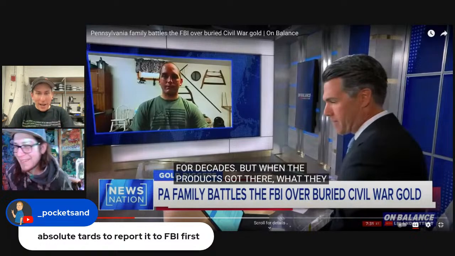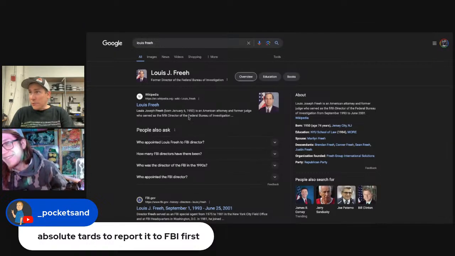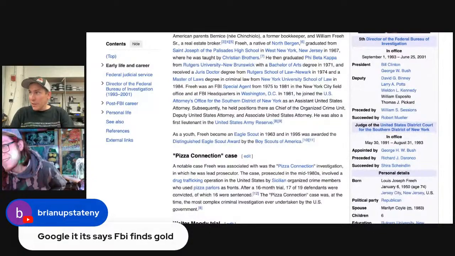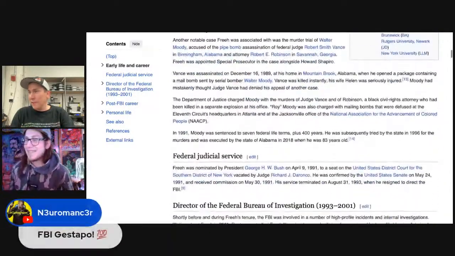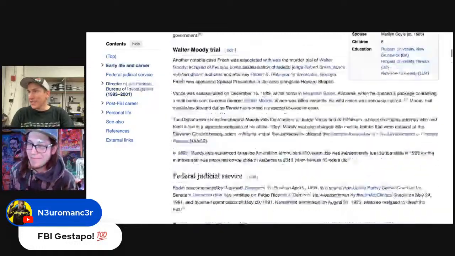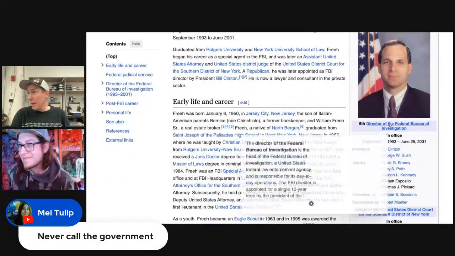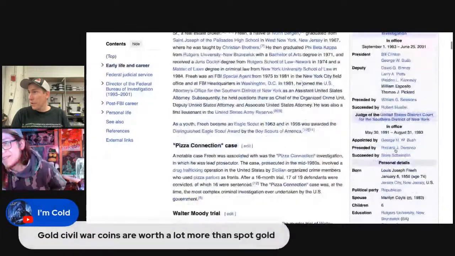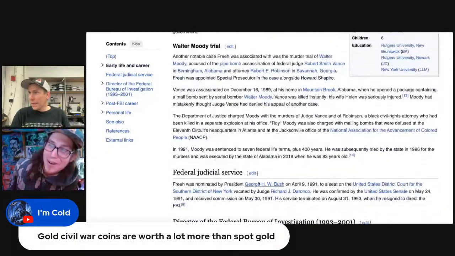The former head of the FBI is a guy named Louis Freeh, and Louis Freeh is now the attorney for Bandar bin Sultan, the Saudi Arabian diplomat that funded the 9/11 hijackers. So he's now the lawyer for the 9/11 ringleader, the former head of the FBI. And he was a longtime Jeffrey Epstein client, flew on the Lolita Express and part of the whole Pizzagate connection. Right? And gold Civil War coins are worth a lot.